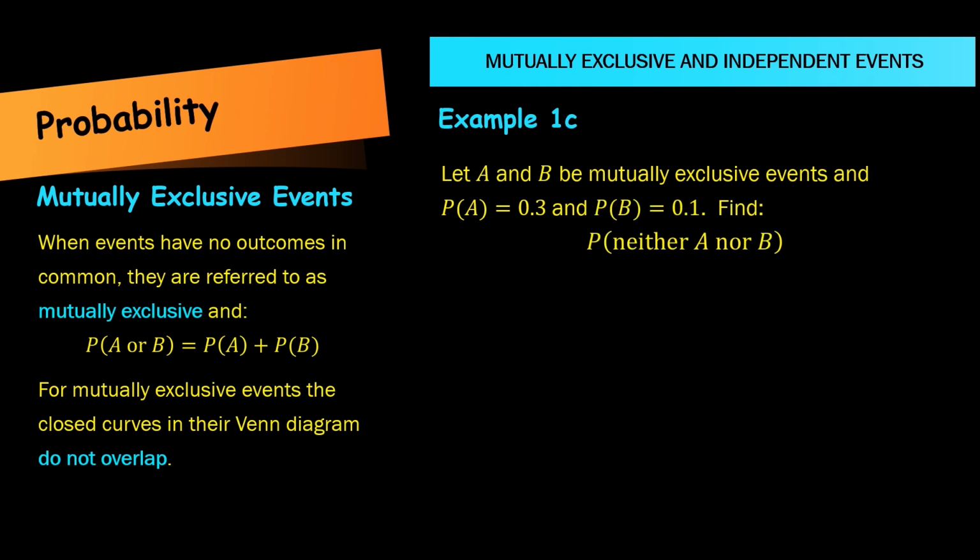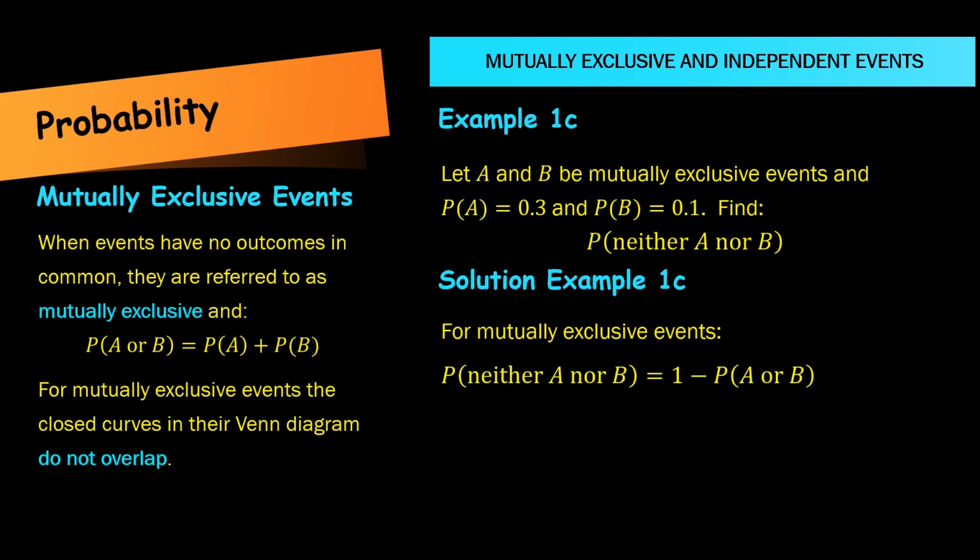And now for part C. Find the probability of neither A nor B. Let's solve this. For mutually exclusive events, probability of neither A nor B is 1 minus probability of A or B, which is 1 minus 0.4. And of course the 0.4 came from part A, which is equal to 0.6.